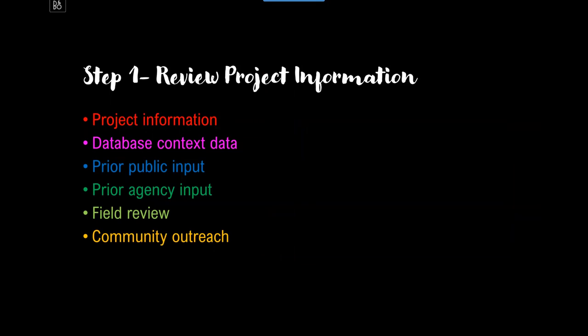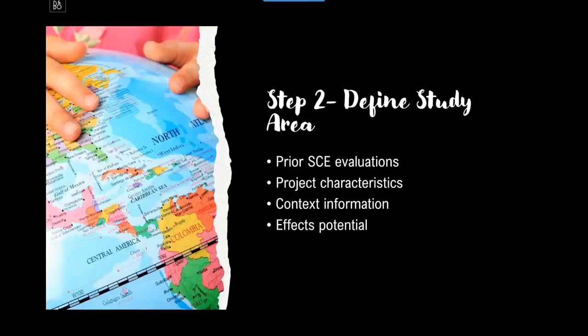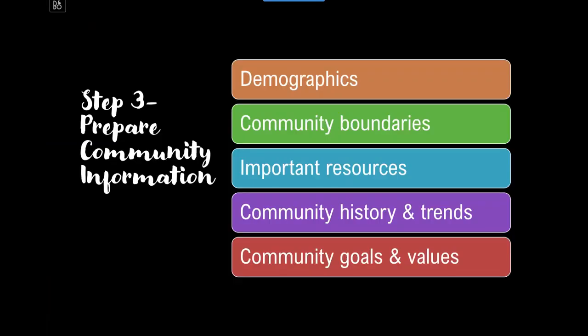So in a little bit more detail, your project information to review, you're looking again at that context data, public input, agency input, field reviews, community outreach. For defining your study area, things that can help do that would be maybe previous SCE evaluations done on a similar project. What are some of those project characteristics? Context is extremely important in this area, and then looking at the potential for those effects. And then your community information, which we've talked about extensively so far, includes your demographics, community boundaries, important resources, community history and trends, and then also your goals and values of that community.